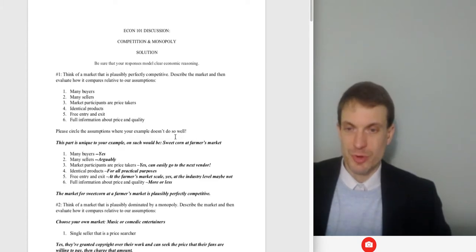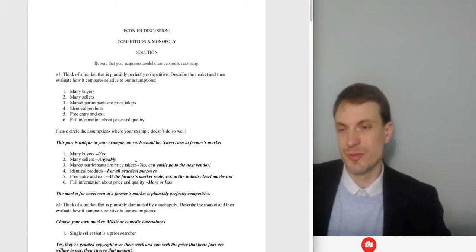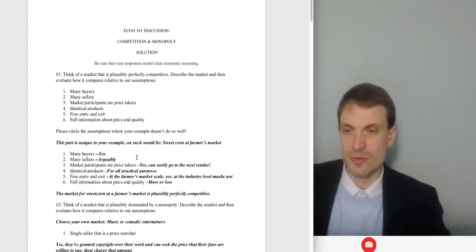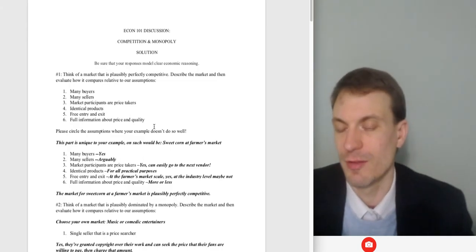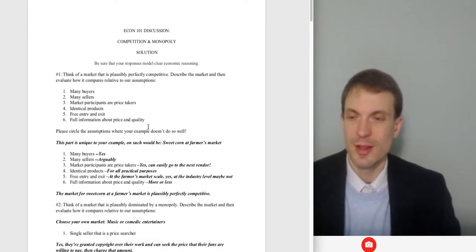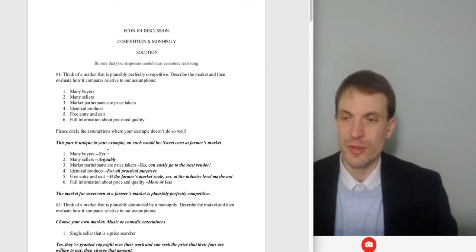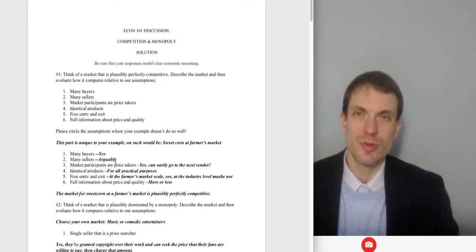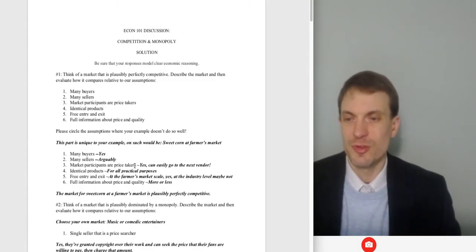Anyway, the example that I said was sweet corn at a farmer's market. Many buyers? Yeah, a lot of people go to the farmer's market. Many sellers? Yeah, there's a lot of vendors relative to the size of the market. You typically have a lot to choose from, maybe in a town park or something like that, and relative to your options available, there's a lot. Although these are two places where you maybe take issue with whether this really qualifies as many buyers and many sellers.